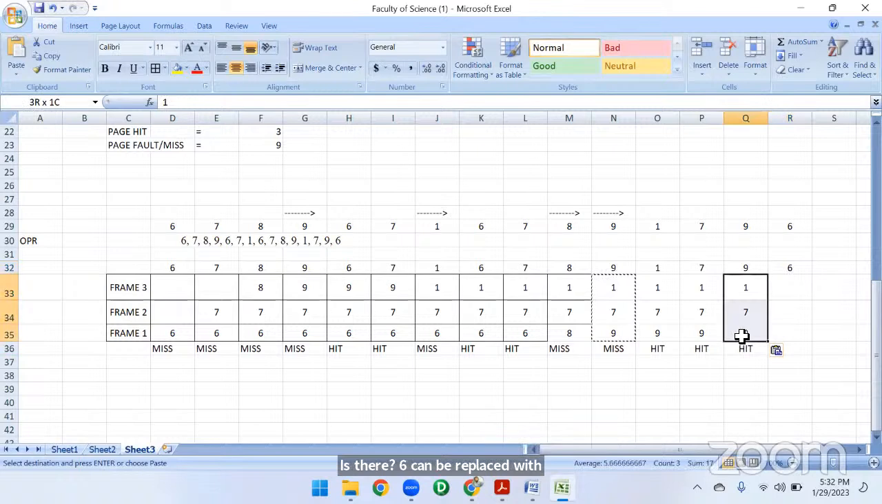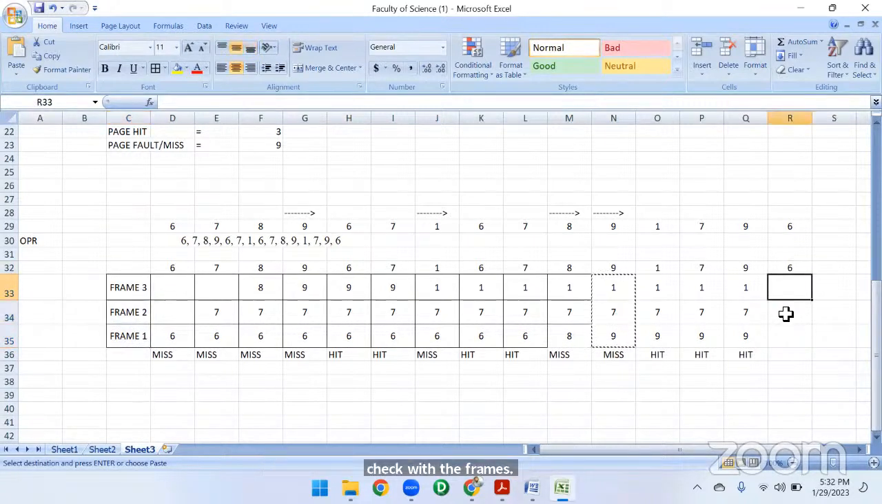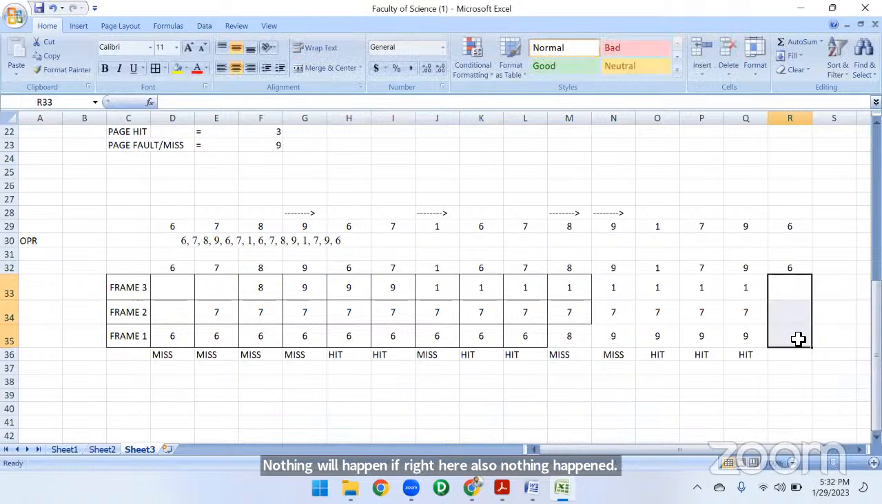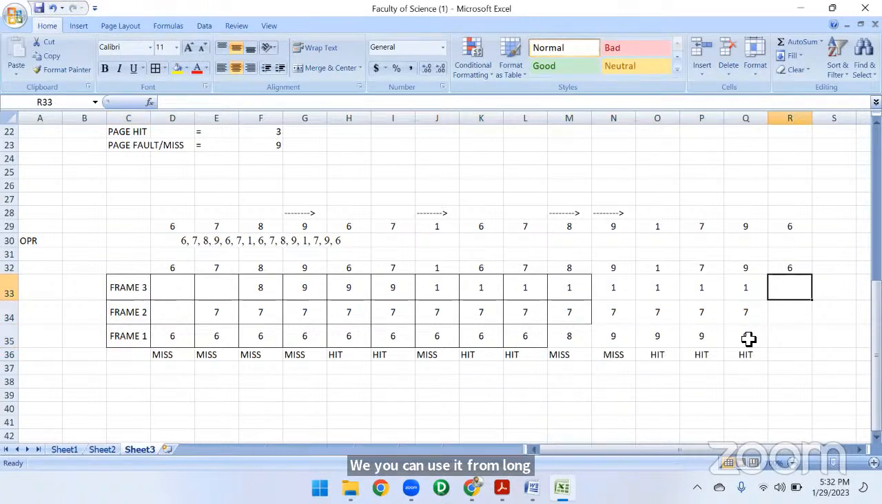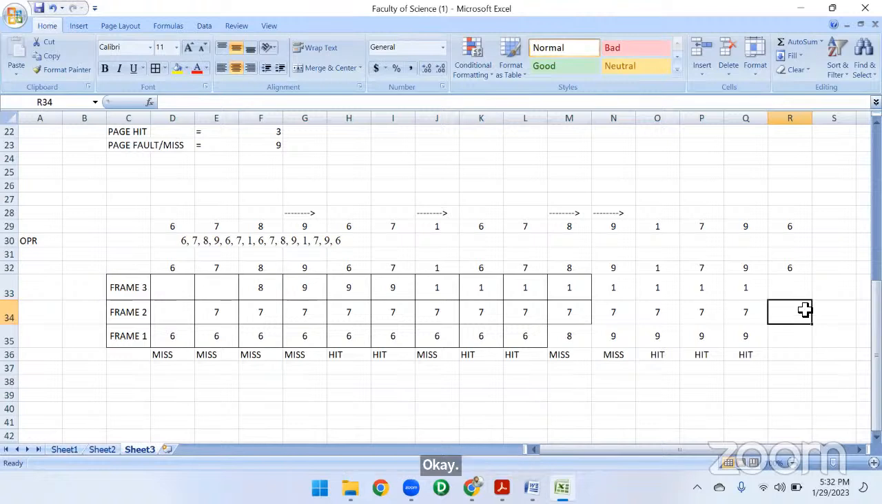We can replace anyone, but most probably we will check with the frames. Maximum it will check with the frame. You can write 6 anywhere in these 3 columns, and nothing will happen. Whether you place it at the place of 9 or at the place of 7, nothing will happen. You can write it anywhere.